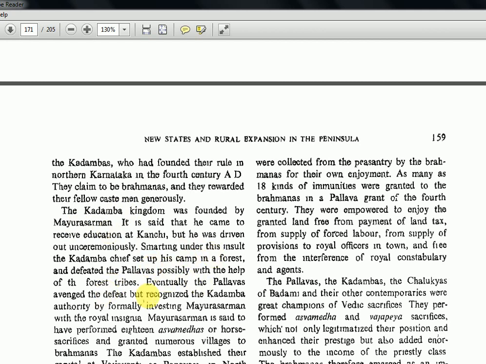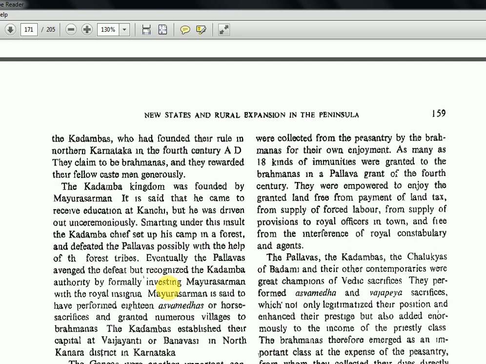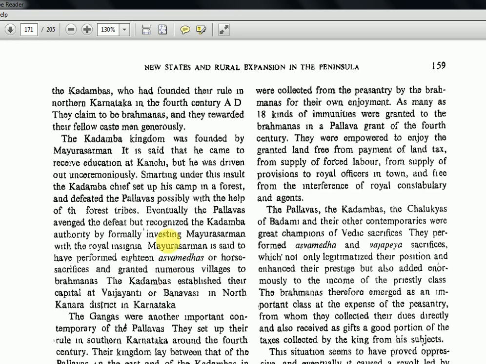Eventually the Pallavas avenged the defeat but recognized the Kadamba authority by formally investing Mayura Sarman with the royal insignia. Mayura Sarman is said to have performed 18 Ashwamedhas or horse sacrifices and granted numerous villages to Brahmanas. The Kadambas established their capital at Vaijayanti or Banavasi in North Kannada district in Karnataka. So the Kadamba capital is this, the ruler is Mayura Sarman, and he did the horse sacrifice. This much information is enough about Kadambas.